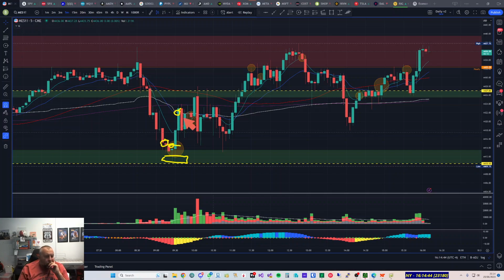Then I was out fully by that point. I think I took 1 contract there, and the other one I took off up there. Then I waited for a pullback, and I missed it. But then I was watching the 2-minute chart. Let's go into the 2-minute.